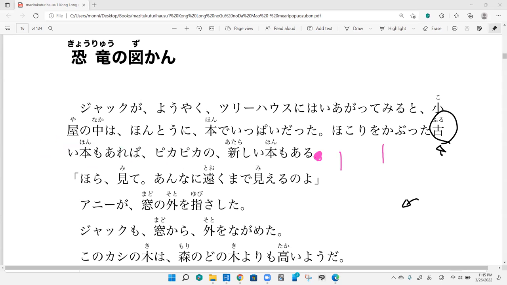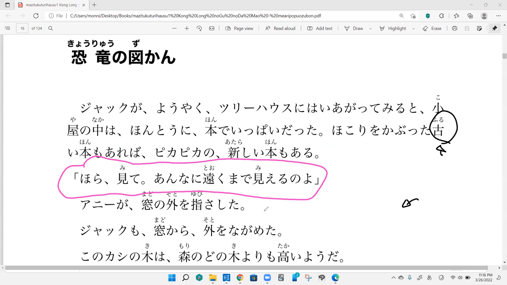Does that make sense? So if something's true, then something else. Yes, that's how it's stated. Exactly. So if there's old books, there's also real books. Which sounds weird in English, but probably sounds quite nice in Japanese. So let's see, what does Annie say?